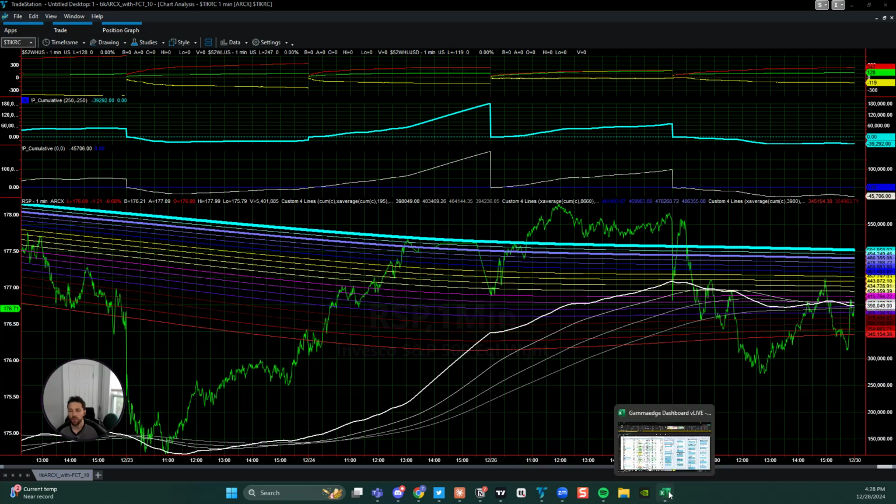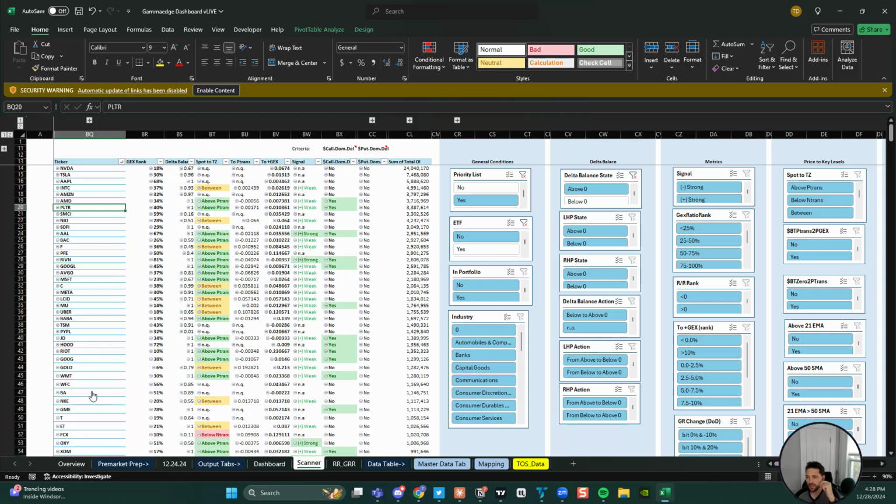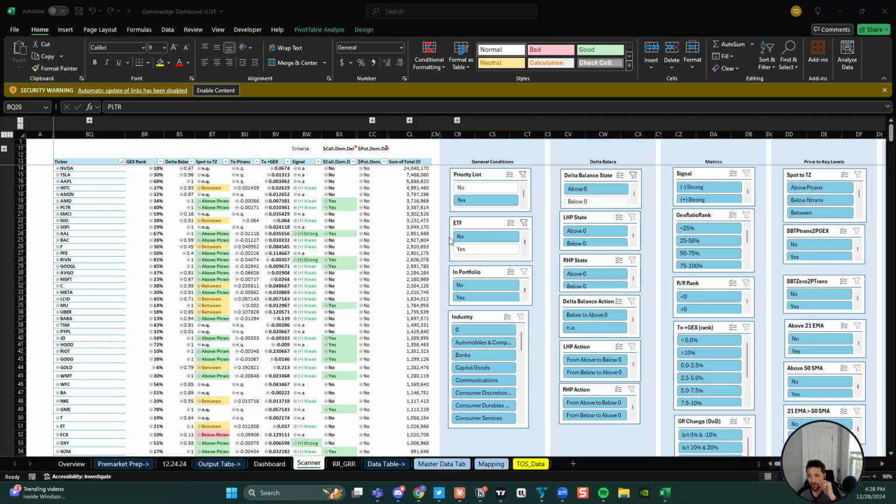So with that, then I will move to the spreadsheet, and within the spreadsheet, really what I do is I focus on the delta balance state. Above zero means calls are in control. Below zero means that puts are in control. Now the left hand above spot price and below spot price could be one's call dominated, one's put dominated, but in aggregate they are all call dominated.